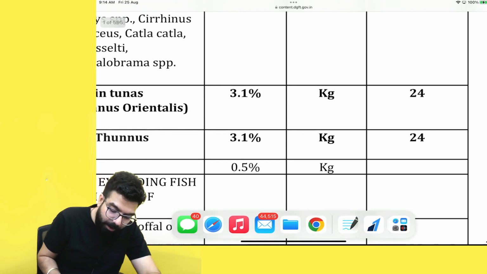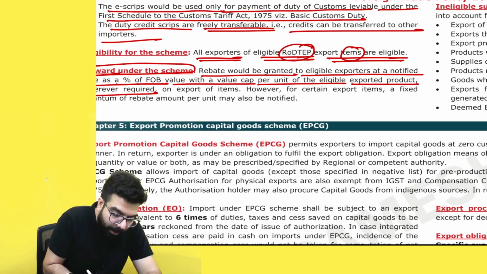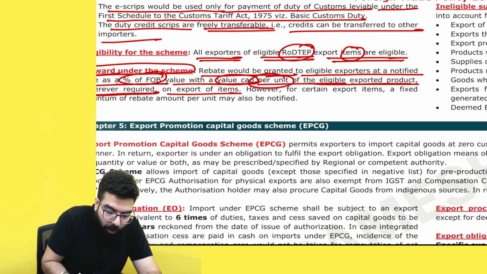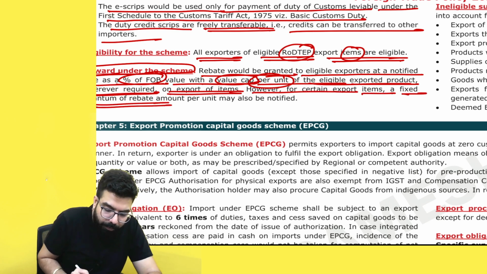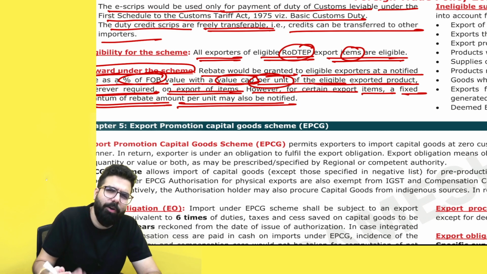So they are telling over here that, sir, it will be a percentage of the value with a value cap per unit of the eligible export wherever required on the export of the item. However, for certain exported items, a fixed quantum of rebate amount per unit may also be notified.